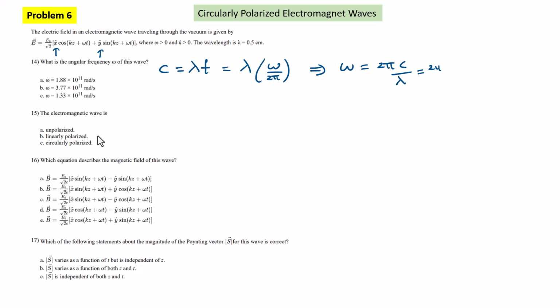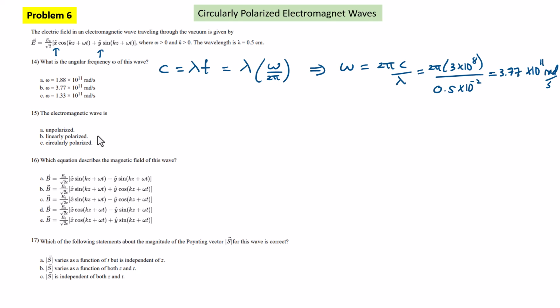Go ahead and substitute the numbers: 3 times 10 to the 8 for the speed of light. And for my wavelength, be a little bit careful, that's 0.5 centimeters, so 0.5 times 10 to the minus 2 meters. That gives me an angular frequency of roughly 3.77 times 10 to the 11th, in radians per second.